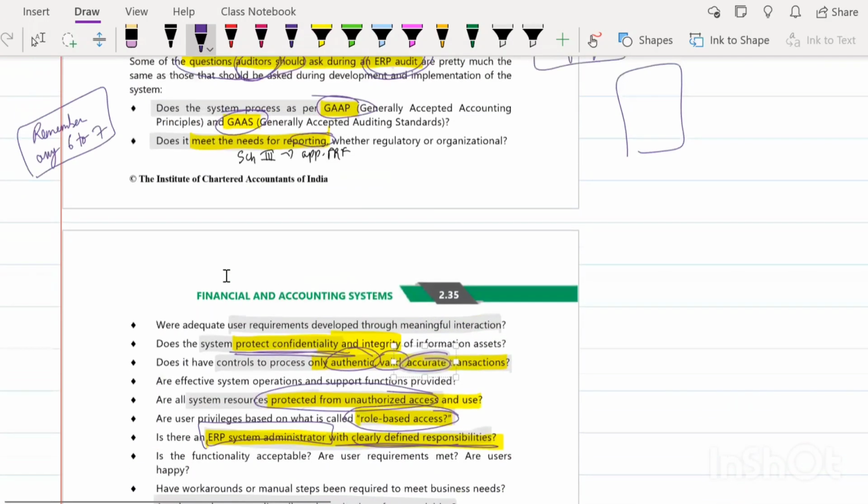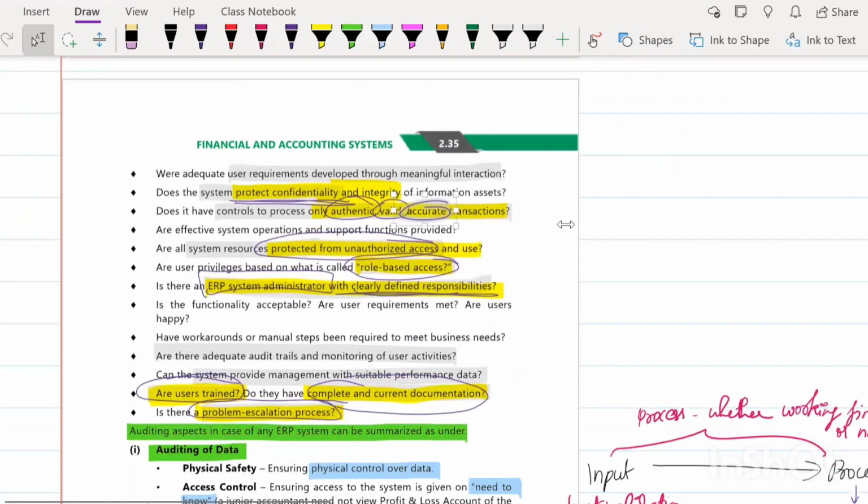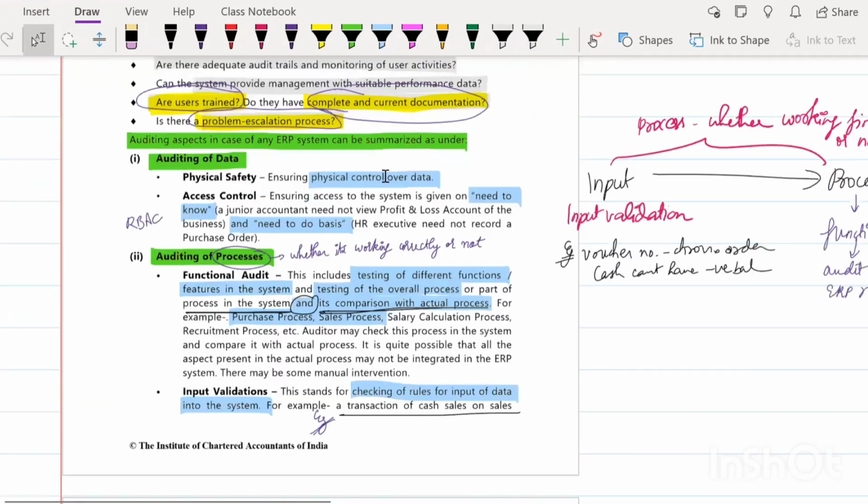So like this, you have to ask all these questions during an ERP audit. So this you have to remember. You can remember any 6 to 7 points that you feel is easier for you to remember. Yes. So next, what we are going to study is the auditing aspect.